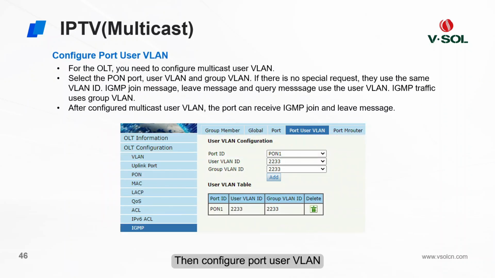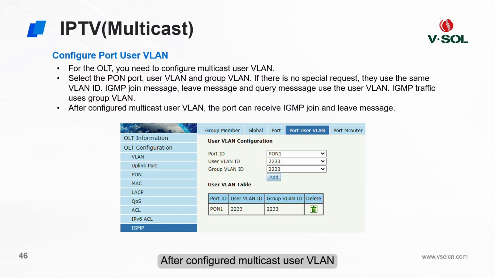Then configure port user VLAN. Select the PON port, user VLAN, and group VLAN. If there is no special request, they use the same VLAN ID. IGMP join message, leave message, and query message use the user VLAN. IGMP traffic uses group VLAN.